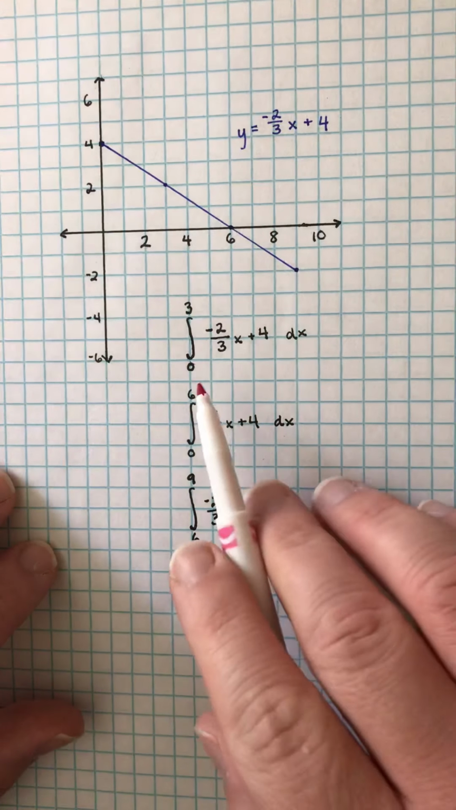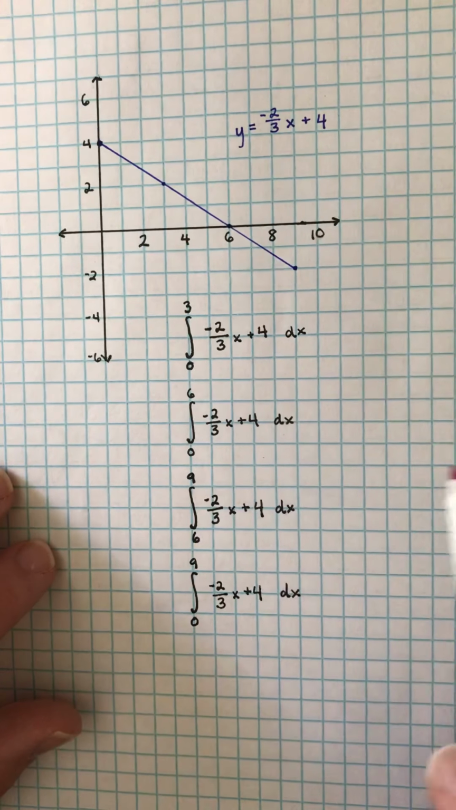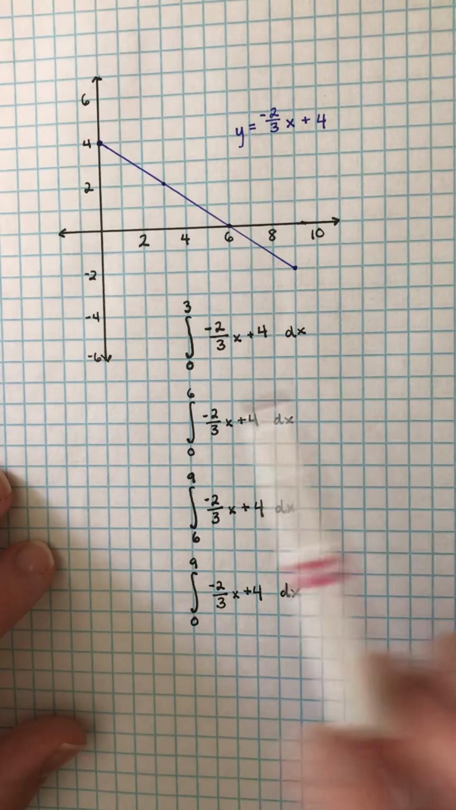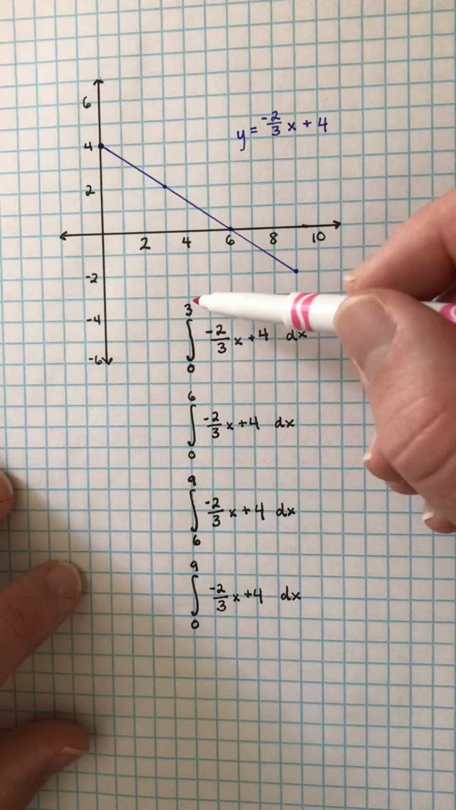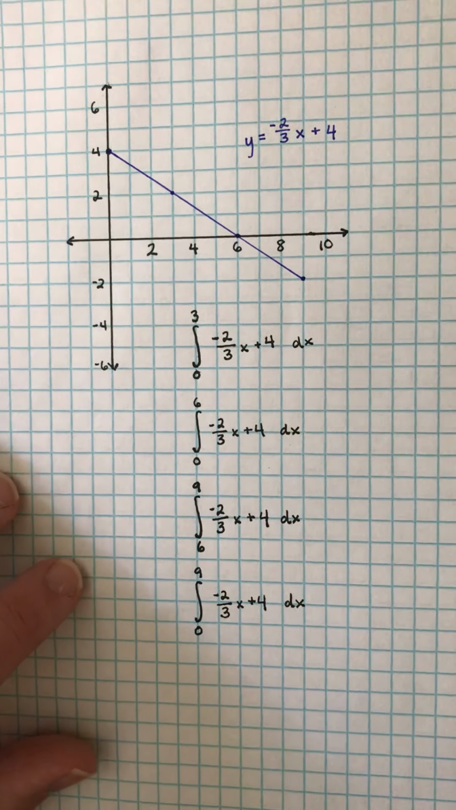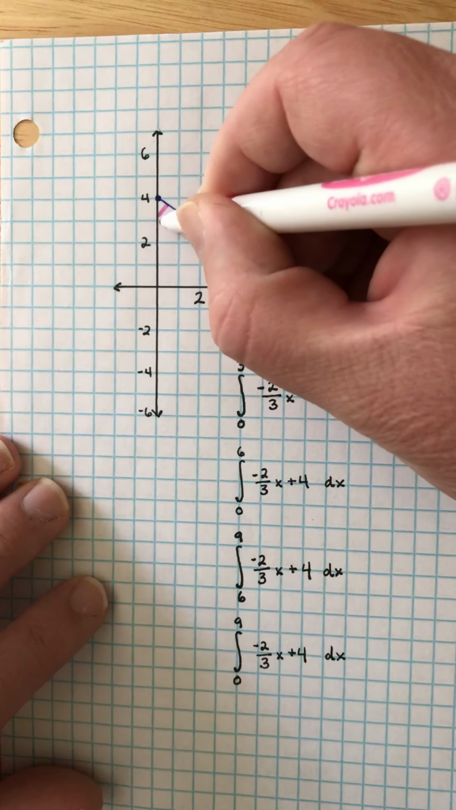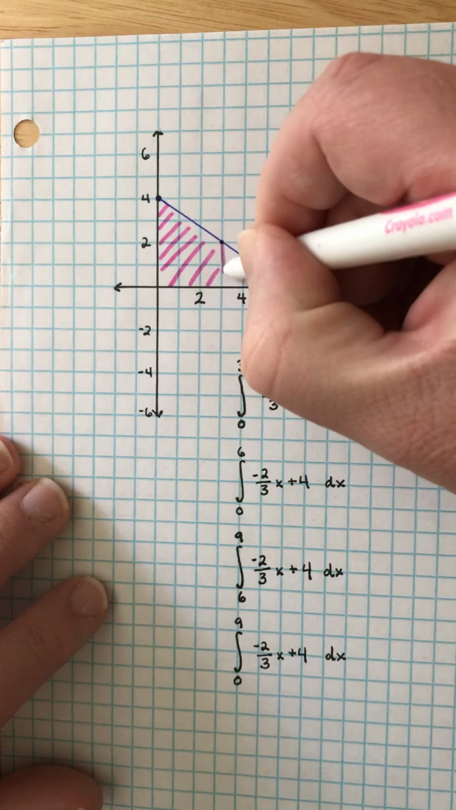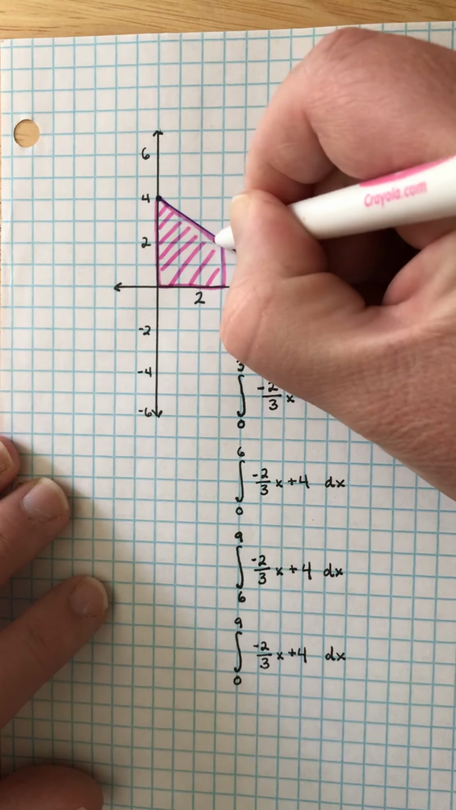So notice, I'm going to start off with this first one. I've already graphed my function, which is negative 2/3 x plus 4. On each of these, I'm going to calculate essentially the area under the curve for those x values. So this first one says, from 0 to 3, under this function, negative 2/3 x plus 4. If I look at my graph, from 0, the y-axis, to 3, here essentially is my shape. If you notice, it's a trapezoid.